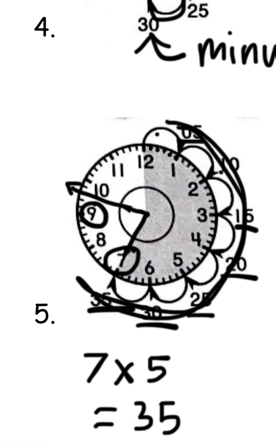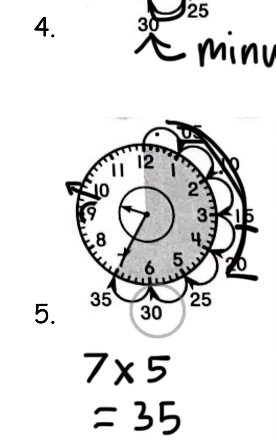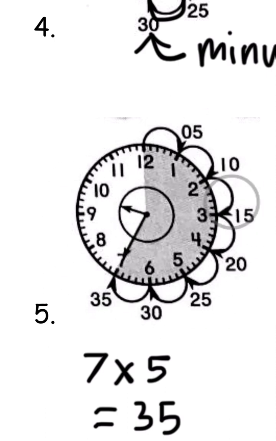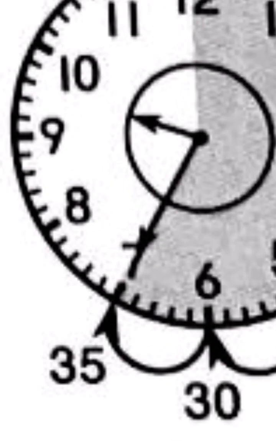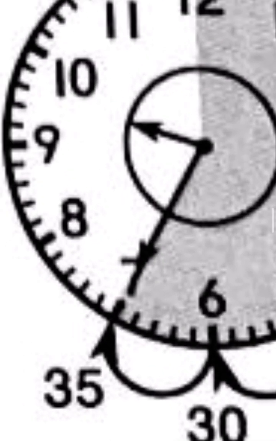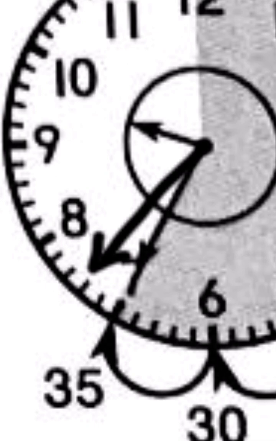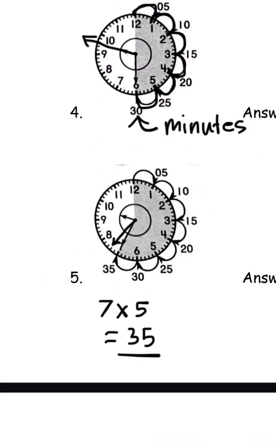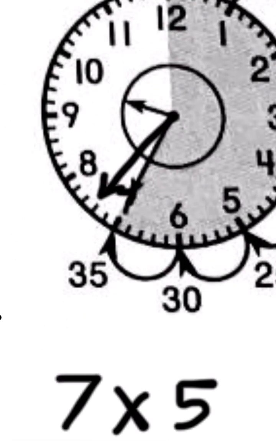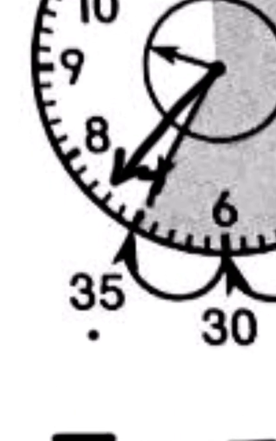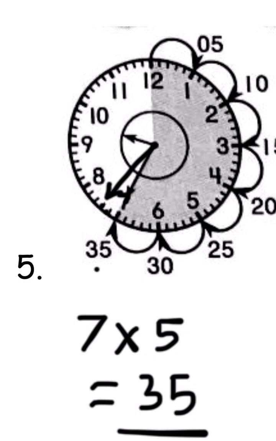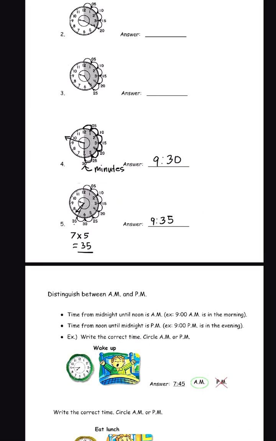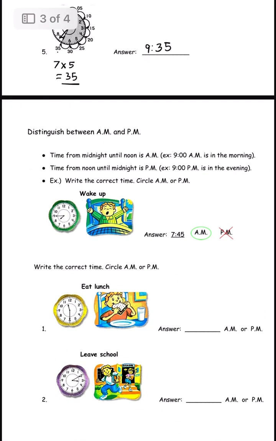But what if the minute hand is not directly pointing at the whole number? For example, what if this one was pointing at this? Then, since 7 is 35, you have to add 2 more. So 35, 36, and 37. Then that would be 37 minutes. Okay, let's move on to the next page.